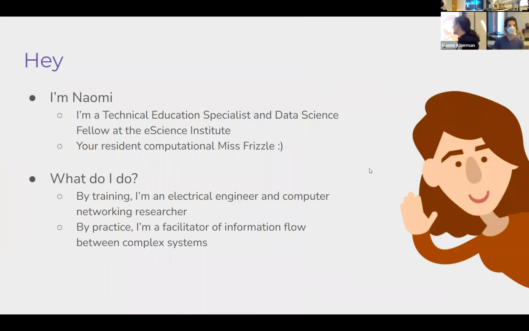So my name is Naomi. I'm a technical education specialist and a data science fellow at the eScience Institute here at UW. In practice, I like to liken my job to being like a computationally focused Miss Frizzle. I like talking to people about problems they have and seeing if technology can solve those problems, and working with them from where they're at to figure out how to use that technology.